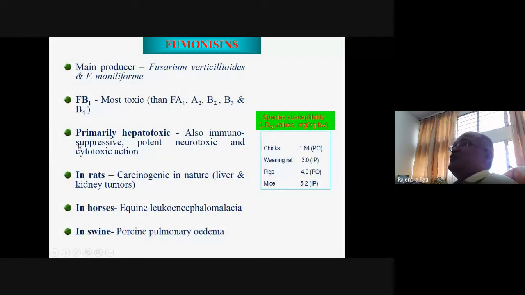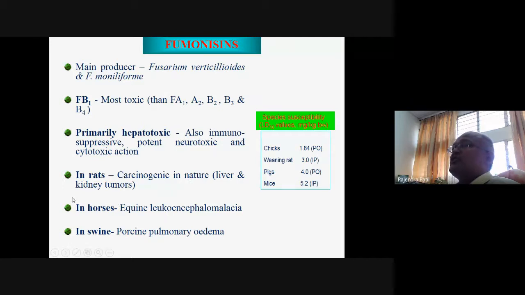Then fumonisin B1, we have also studied B1 here in our department, and we have conducted a number of trials in Japanese quail. Fumonisin B1 is more toxic than the other members of this family, A1, A2, B2, B3, B4, and it is primarily hepatotoxic. And it is also carcinogenic, and it will produce liver and kidney tumors.